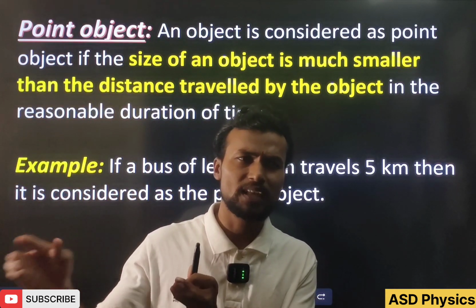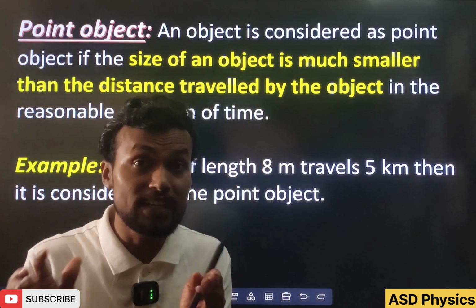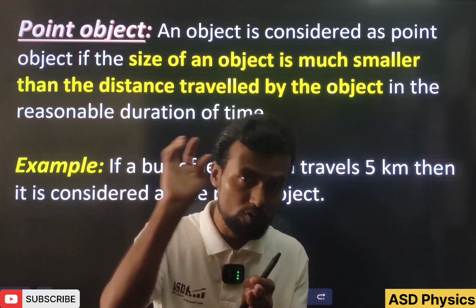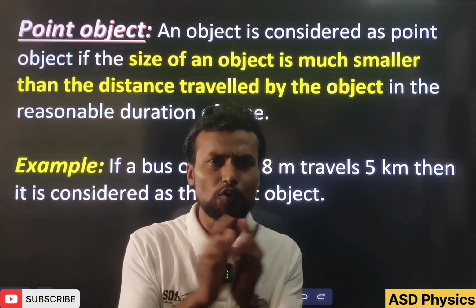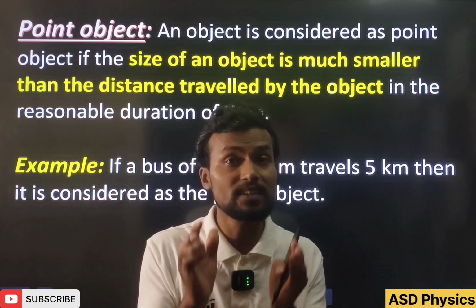Any kind of object is there, now most of the time we will consider it as a point object. Even later you will study the center of mass concept also, that will also convert one extended object to the point object. Okay, so we are going to learn in which situation an object can be considered as a point object.